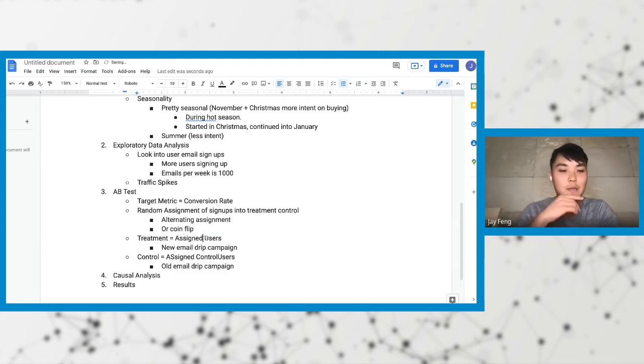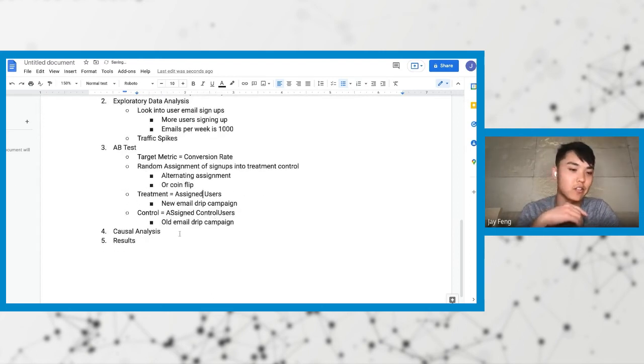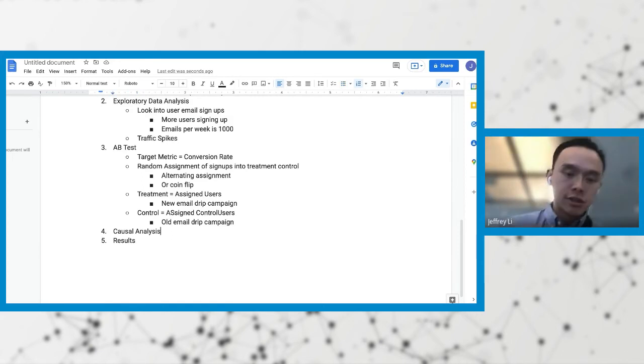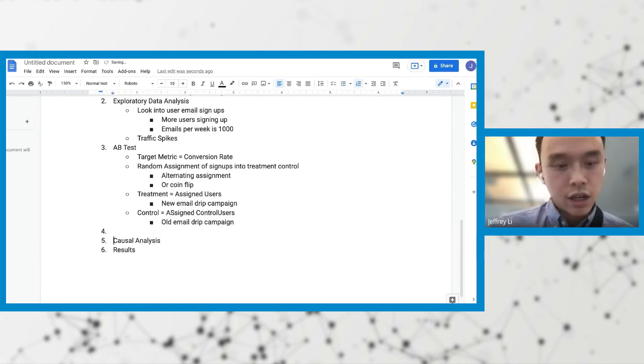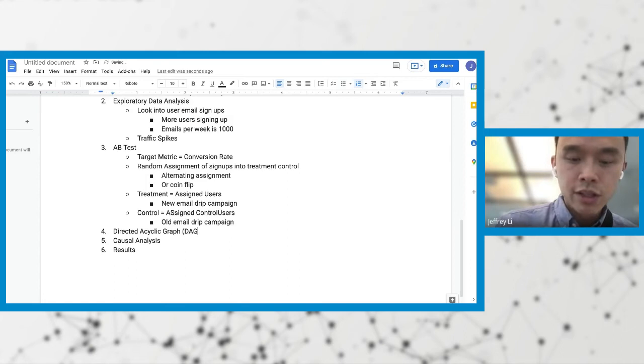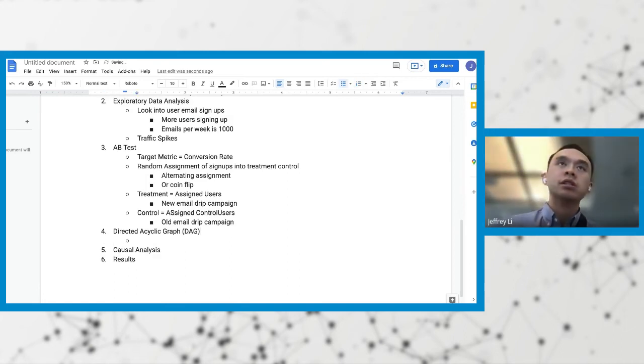So let's say that we can't A/B test then, because we don't have infrastructure to do it. Is there anything we could do to analyze this now? Yeah. So I think the first thing I would do, if I can't run an A/B test, is build something called a directed acyclic graph. What this graph is supposed to do is map out all the different confounding variables that can impact our experiment here.